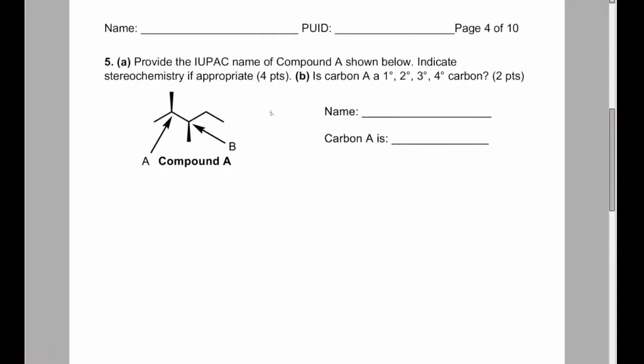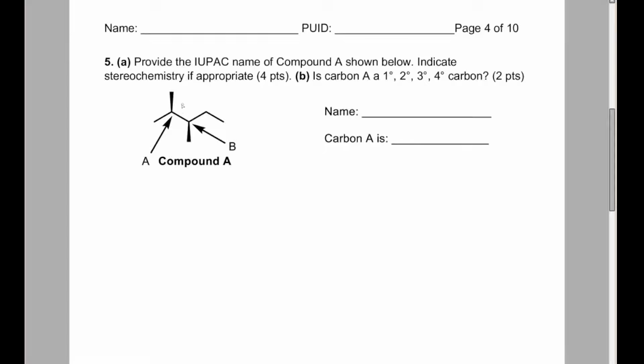So let's go and figure out if they are indeed chiral centers. Carbon A has 2 methyl groups attached to it. These are the same groups, and we can't assign R and S stereochemistry to it because they would have the same molecular weight. So carbon A is not a chiral center. We can move on to carbon B.